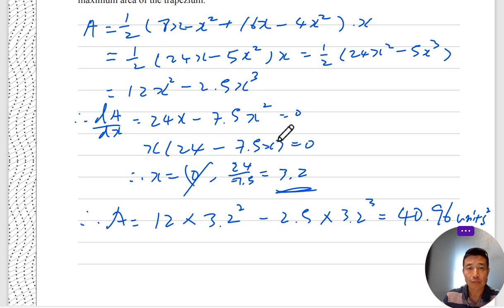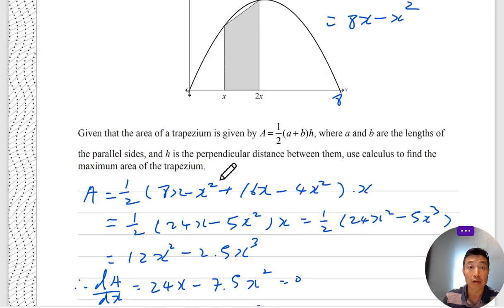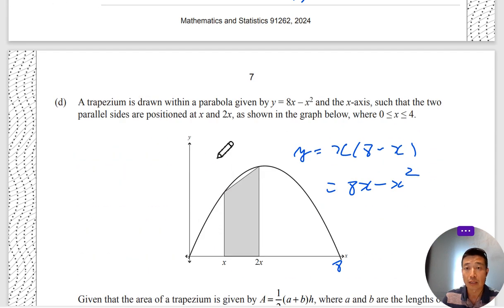So you differentiate and find when it happens, I mean, equals 0. When x is 0, which is nonsense, x can't be 0, or 3.2. So 3.2 must be right. And then you plug in 3.2, don't forget, because the question asks you to find the maximum area, isn't it? Right here.